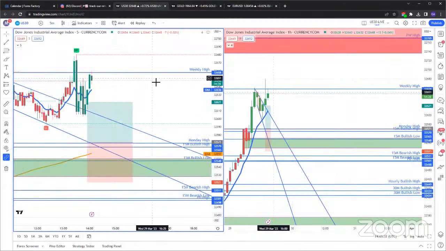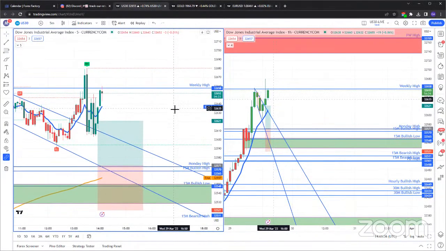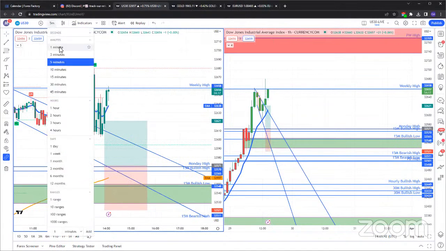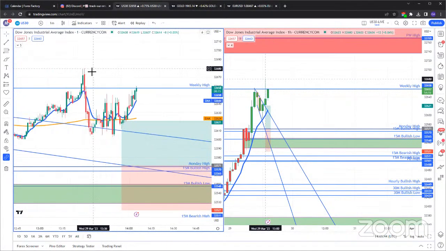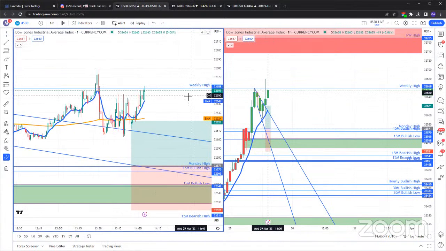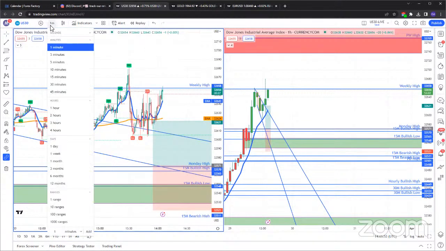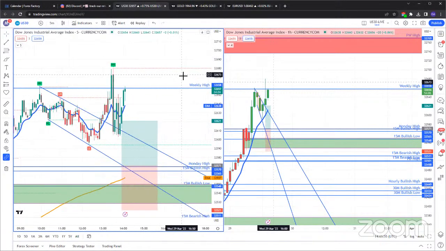US 30, let's see. As much as I love US 30 today, it's literally letting me down. But this is patience. This is a game of patience at this point. Let's see if there's any trend line on the 1 minute from the upside, from the new high that's been created. Not really, because it would have gotten broken. So we just leave what's there on the 5 minute.